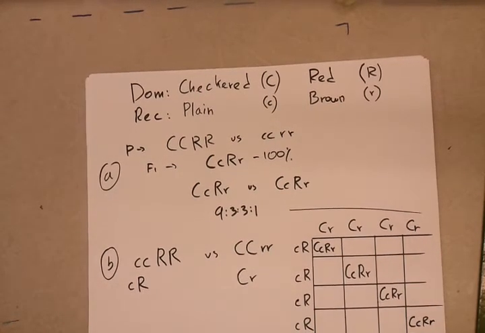If not, then you can probably set up the 4x4 and you don't have to fill it out. You do a few, you can figure out that the rest of them are going to be the same. So every single offspring is going to be a hybrid for both traits.